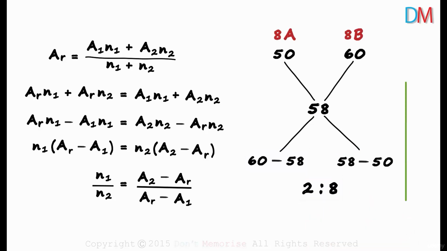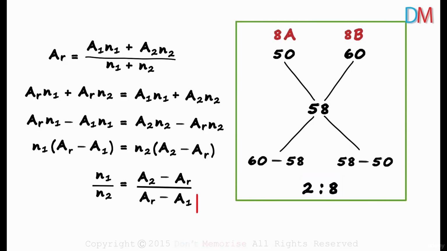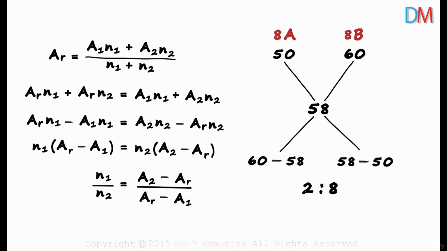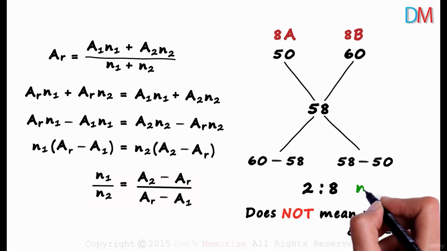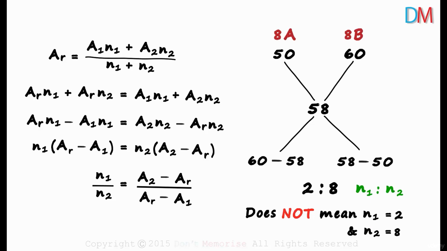You will soon realize that this is much easier as compared to remembering this. And don't forget, this does not mean that N1 is 2 and N2 is 8. This just gives us the ratio N1 to N2. And though we are subtracting 58 from 60, this corresponds to 8A. And even though we are subtracting 50 from 58, this corresponds to 8B. If you are seeing this for the first time, there is a very high chance that you find it confusing. That's quite common, don't worry.